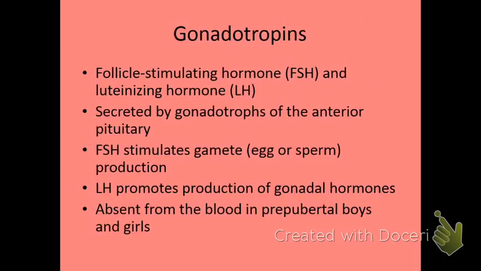Gonadotropins, the follicle-stimulating hormone and luteinizing hormone, are secreted by the anterior pituitary. The follicle-stimulating hormones help to produce and stimulate the growth of the egg and the sperm. Now, luteinizing hormone basically is designed to mature the egg and the sperm after they've been released from the gamete production area in the testes and the ovaries.